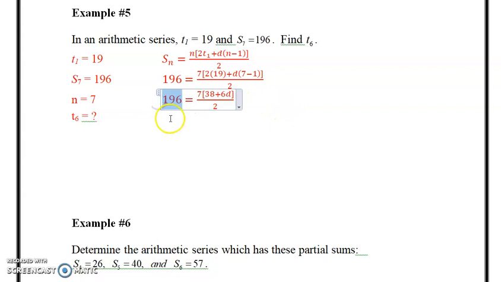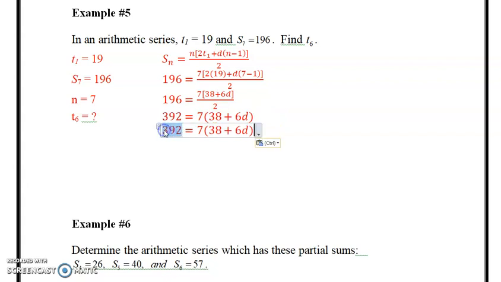Sorry, I'm just going to get the same font. So we have 392 from multiplying by the 2 at the denominator there. And we have 7 bracket 38 plus 6D. Next thing we'll do is we'll divide both sides by 7. So 392 divided by 7, and we end up with 56. So our next line is equal to 56 after dividing by 7. Dividing by the 7 allows us to eliminate the brackets.